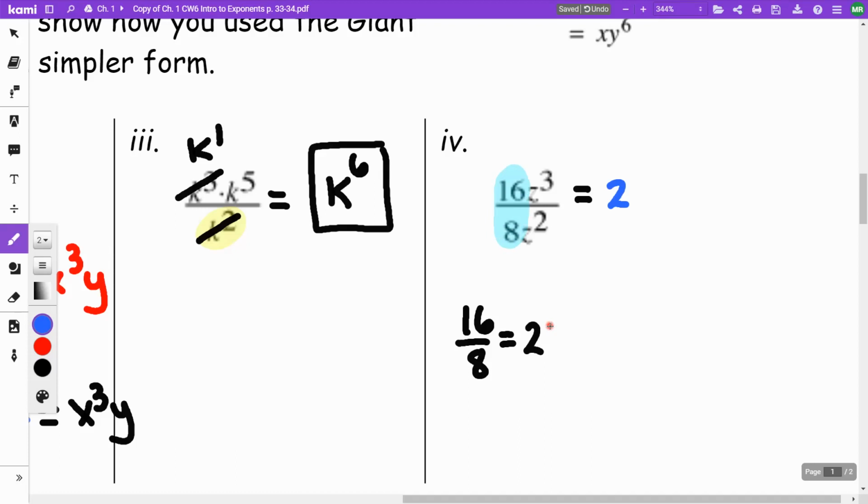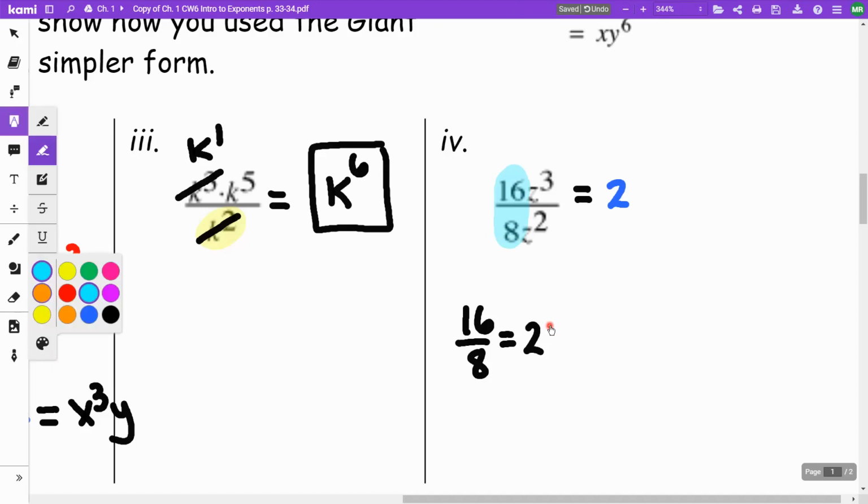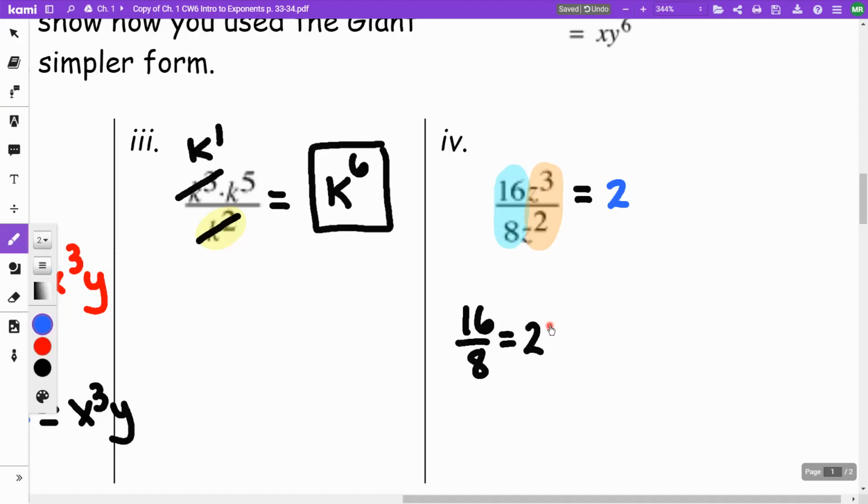And then when I'm looking at my z's, I have 3 z's on top. I have 2 z's on bottom. How many z's can I cancel out? 2. How many am I going to have left? 1. And where's that z going to be? On the top. So my final answer is going to be 2z.